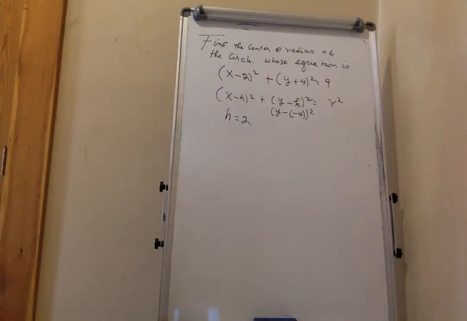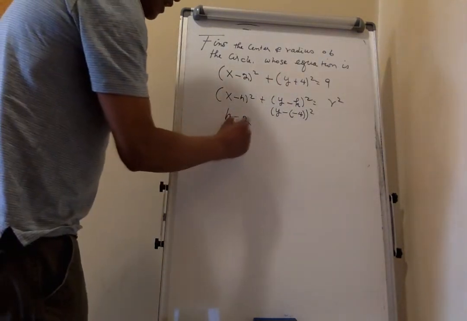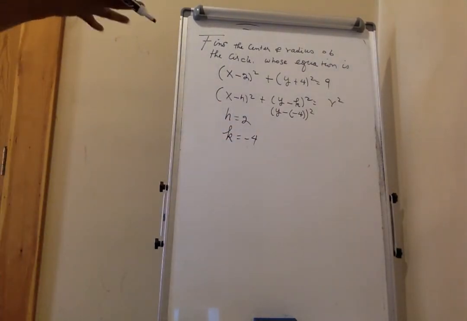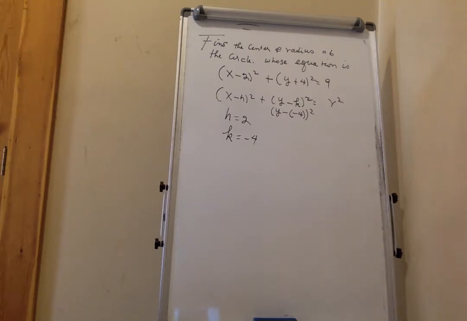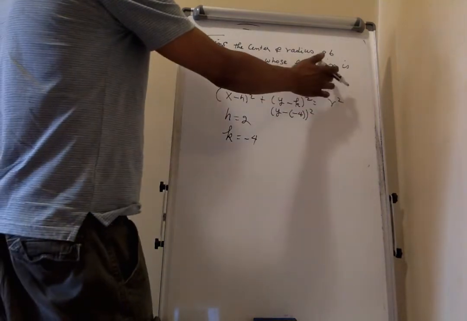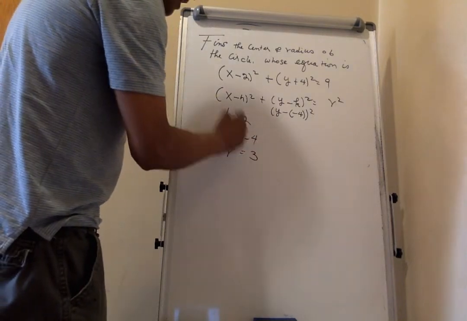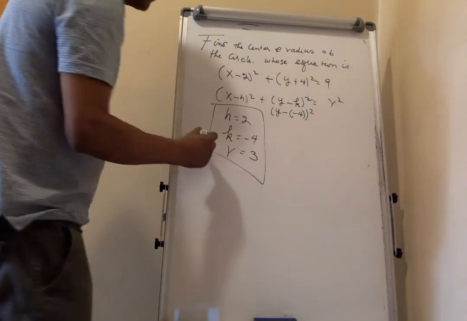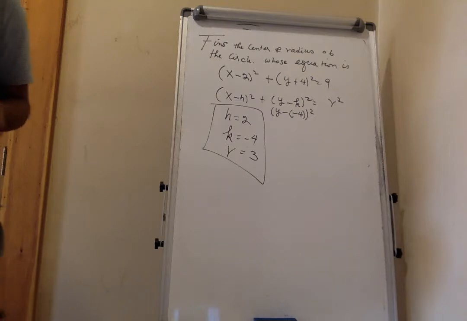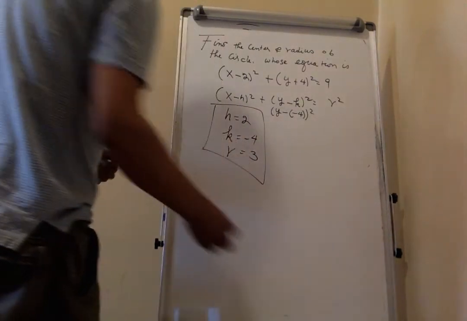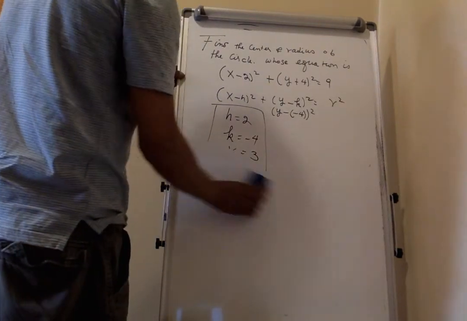In that case, your k is -4. You can always prove it by plugging it into the number and doing it in reverse. If your r squared is 9, your r is 3. So you have found the center and the radius if you have an equation. Okay, so this is the most simplified form of finding the center and radius.